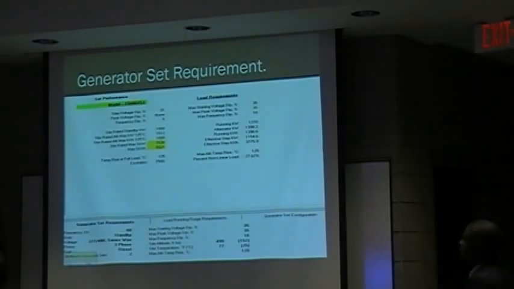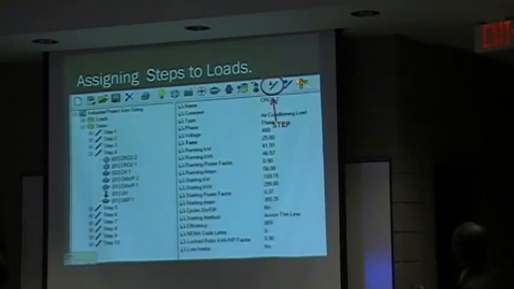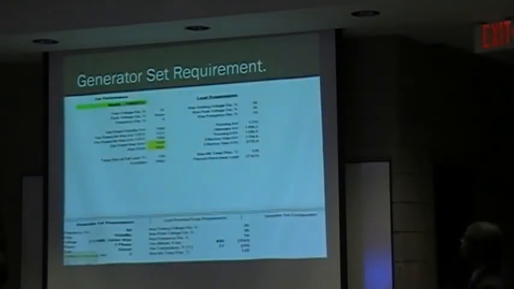After we are done with assigning the steps and the loads, let me go back a little bit. We have this icon here. You just click on this icon, and it will take you to the generator size and the set requirements, and it will give you the kilovolt amps of the generator that you are going to be using for the project, and the model, and that is the model that he gave us over there, 1500 DFLE, and we came out with a 1500 kVA generator set.